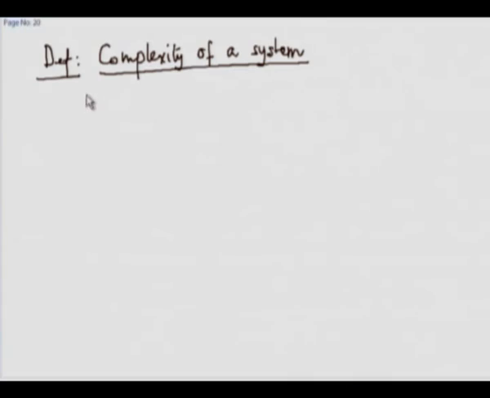So we consider a system and we count the number of two-way work modes, and we say the number of two-way work modes. Let me say this is N2W, or N2-way.